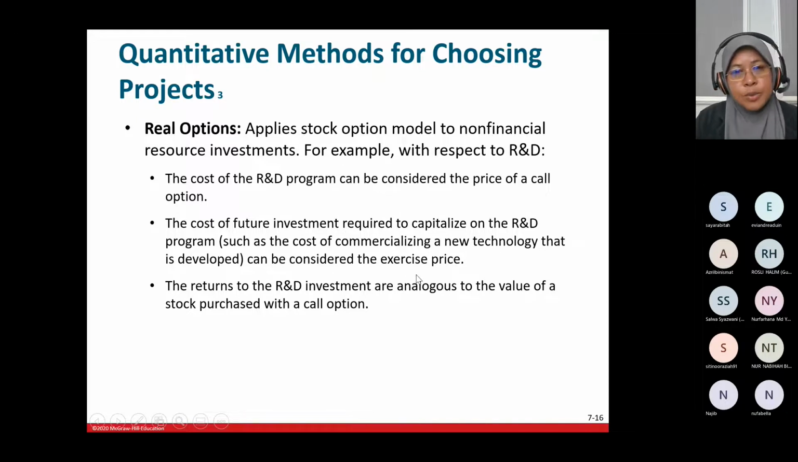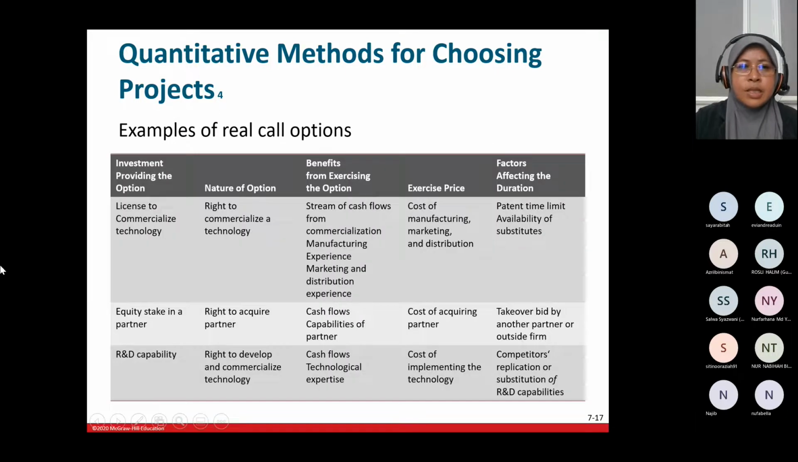So R&D needs to be controlled. There are things that need to be added. However, every cent invested needs to be counted and needs to get back. So the return on the R&D investment is analogous to the value of a stock purchased with a call option. So a less costly call option is actually the best way to handle the innovation project. However, most of the time, it doesn't work that way.